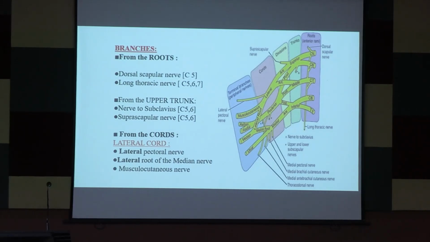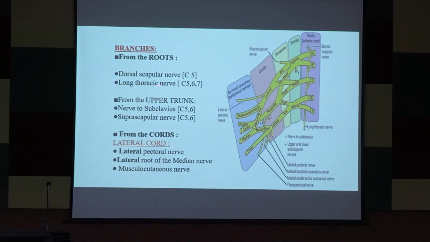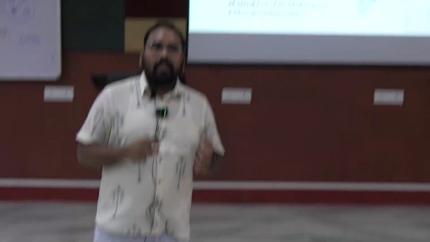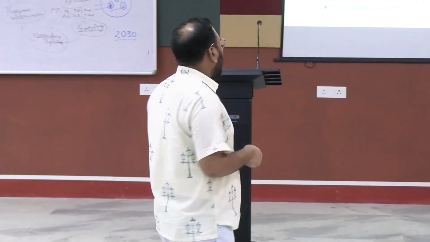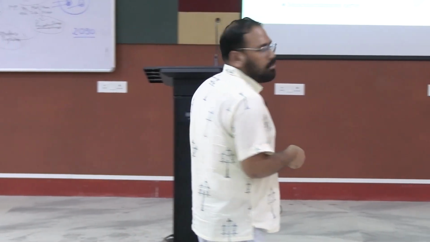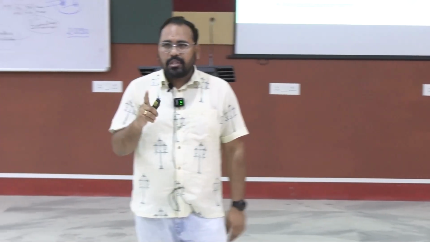আচ্ছা, তারপরে হচ্ছে branches. There are certain branches from the roots, okay, like dorsal scapular nerve, long thoracic nerve. There are certain branches from the upper trunk, like nerve to subclavius, suprascapular nerve. And what is important, that is the branches from the cords, okay. And for that you need to remember the mnemonic. For lateral cord, whatever emerges will be lateral, like lateral pectoral nerve, lateral root of the median nerve, okay. And one exception is musculocutaneous nerve.